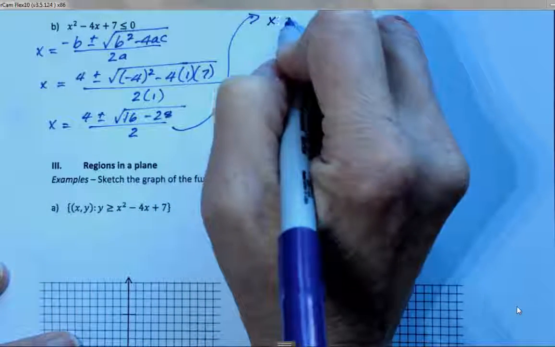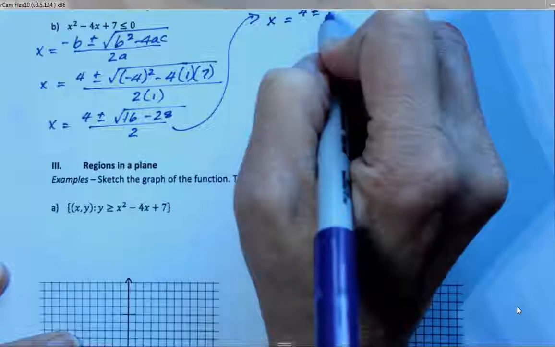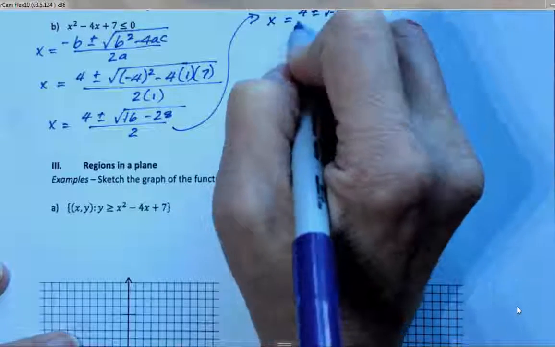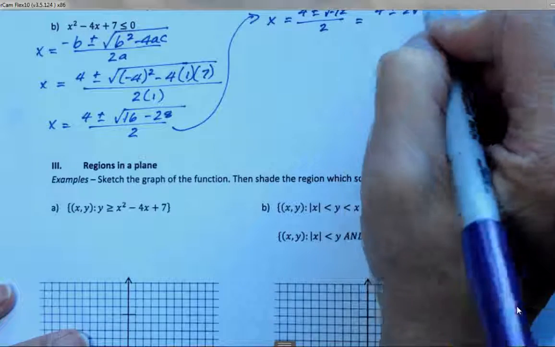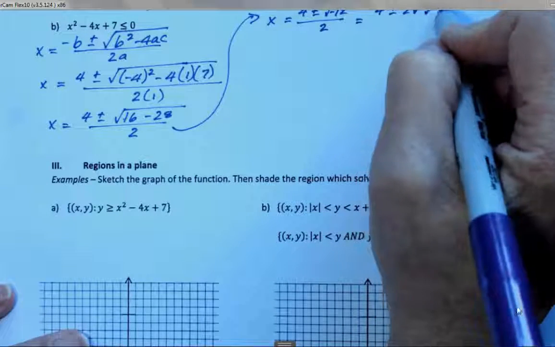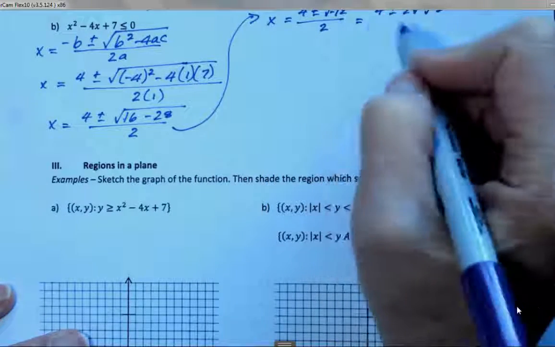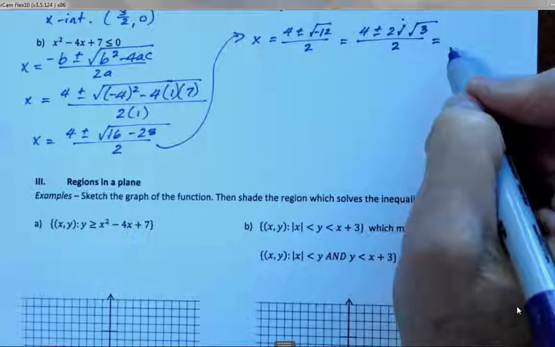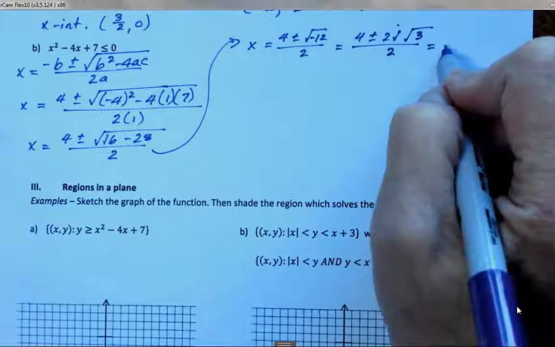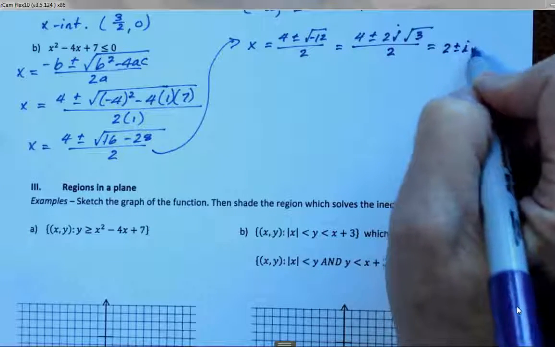So x equals 4 plus or minus the square root of negative 12 over 2, which gives me 4 plus or minus 2i square root of 3, because of the negative there I have to have an i in there, all over 2. And then simplifying gives me 2 plus or minus i square root of 3.